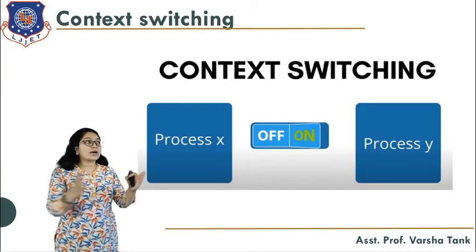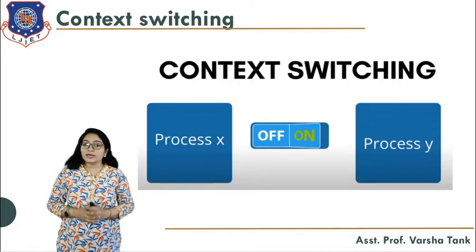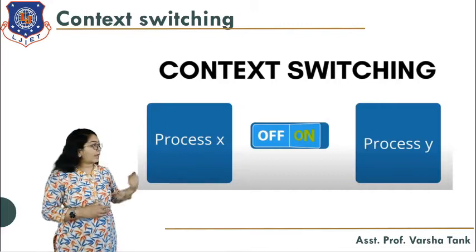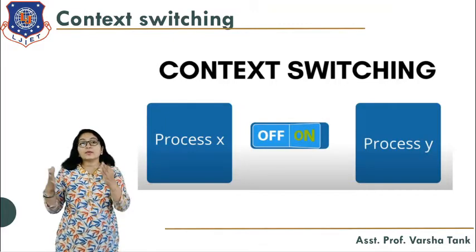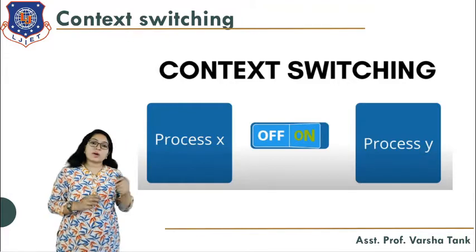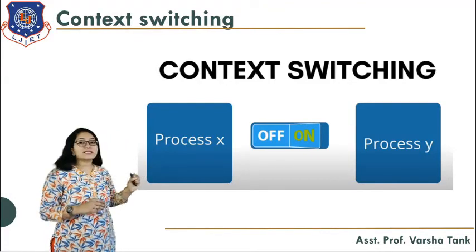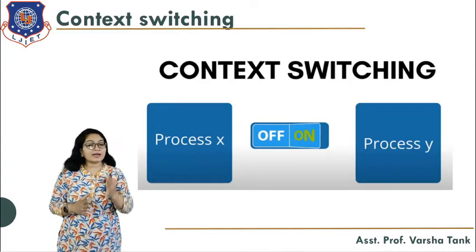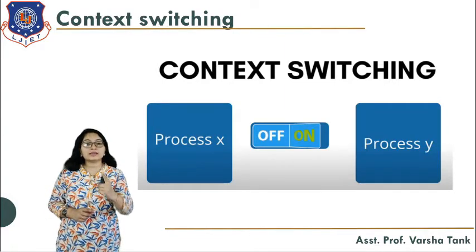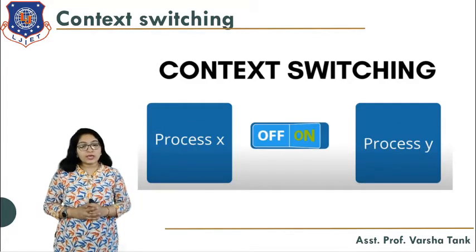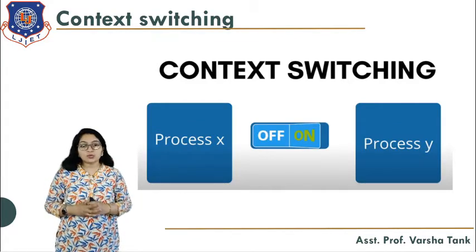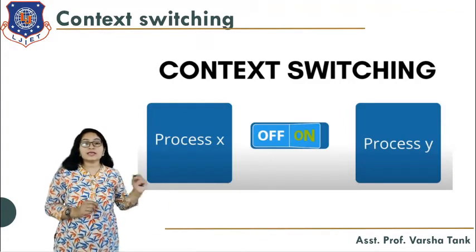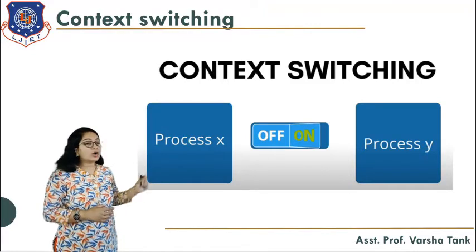Got it? The same scenario applies to context switching in terms of processes. Here you can see process X and process Y. If process X is off, then process Y is on. If process X is on, then process Y is off. At a time only one process is under execution. If process X is executing, process Y has to wait, and if process Y is executing, process X has to wait. Got it? So that is context switching.